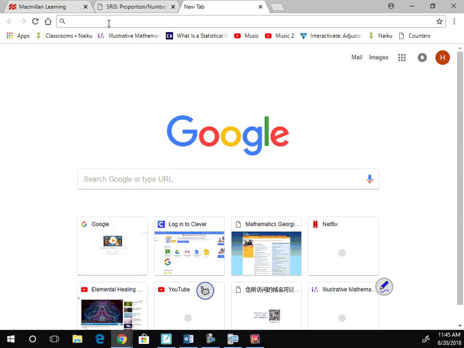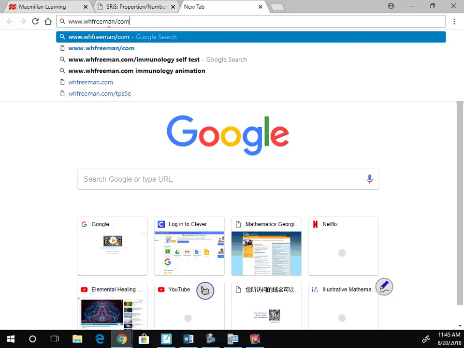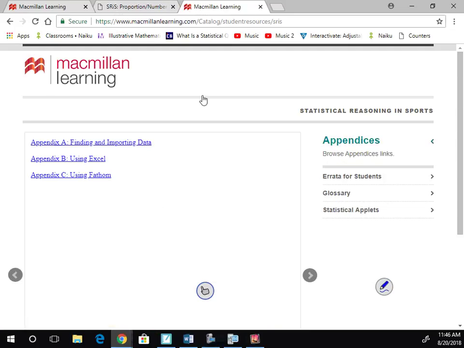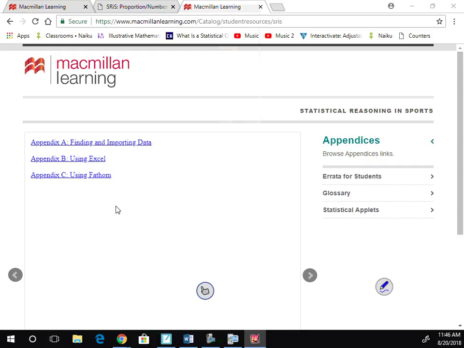So step 1 says to go to the website www.whfreeman, and it should be .com /SRIS. Okay? And it's going to take you to this screen. Okay? So there was a little bit of a typo. So there should be a .com right here in between the N and the slash. So it's .com /SRIS. And SRIS stands for Statistical Reasoning in Sports. So it should be freeman.com /SRIS. And that's another typo, my bad. I hand type these notes and I make mistakes, so sorry.